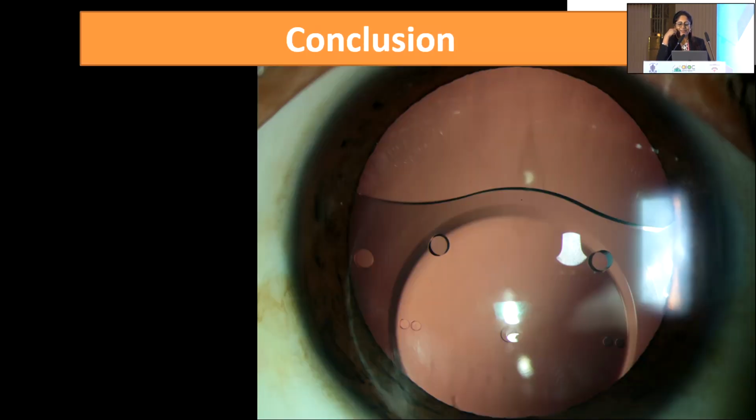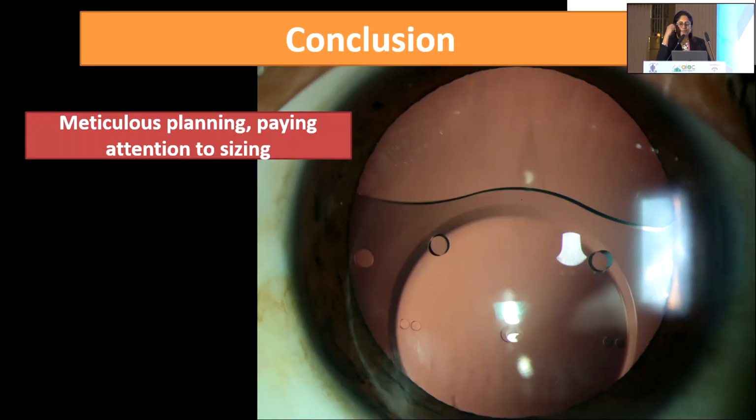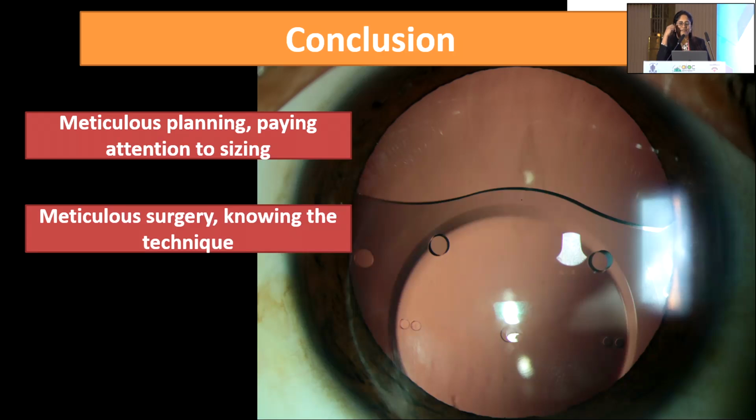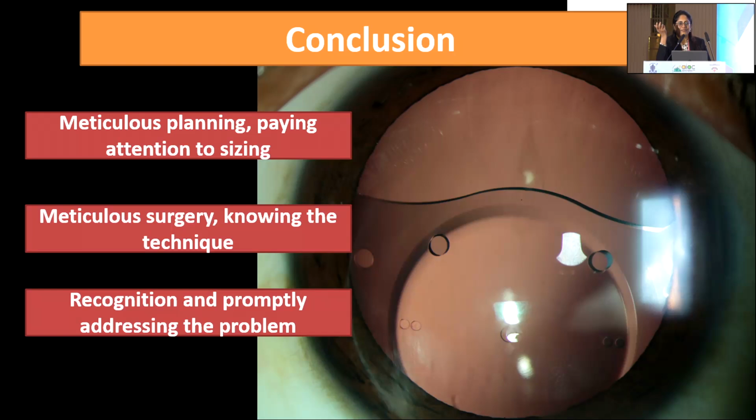And this is after. So in conclusion, of course we pay attention to sizing and we pay attention to surgery, know the technique, so don't flip the lens. But ultimately you have to figure out if there's a complication, how to deal with it. Thank you very much.